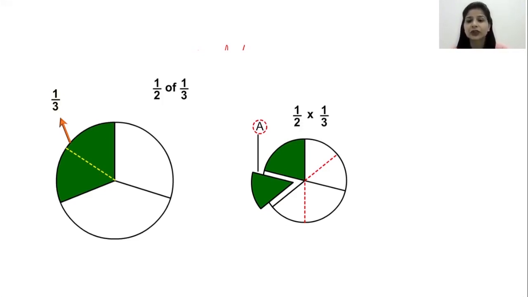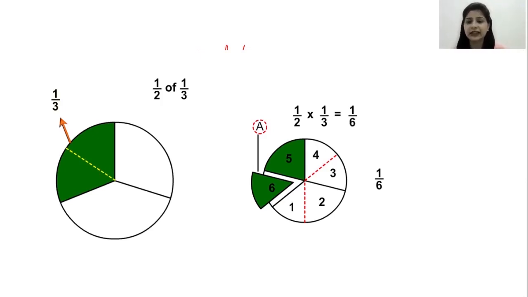Now how do we write the multiplication of this? How do we find the product? Just see, if I divide all 3 parts into 2 equal parts, 1 is already divided, as you can see in the shaded one, and these dotted lines show the rest: 1, 2, 3, 4, 5 and 6. So how many total parts do you have? 6 parts. The portion indicated by A is 1 part out of 6, so it is 1 upon 6. And if we multiply the numerators and the denominators, we also get 1 upon 6.